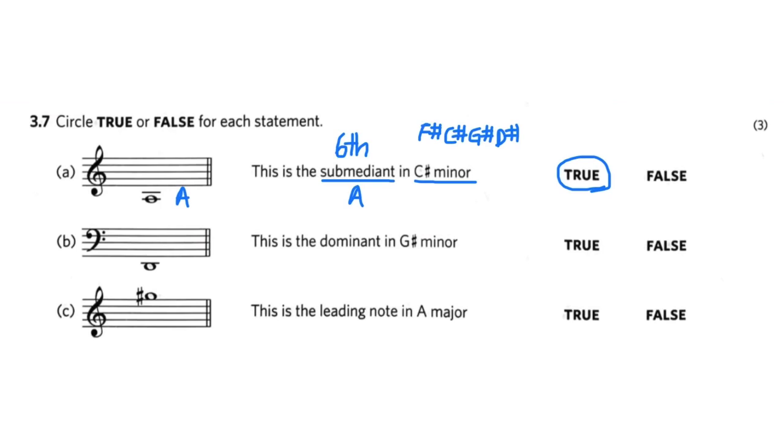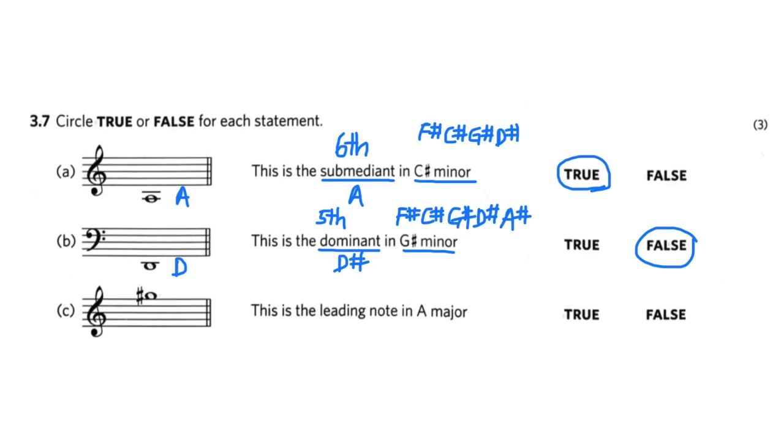The next question, the dominant in G sharp minor. Dominant refers to the 5th note. And the key signatures in G sharp minor are F sharp, C sharp, G sharp, D sharp, and A sharp. The given note here is a D, whereas the dominant should be a D sharp in G sharp minor. So the answer is false.